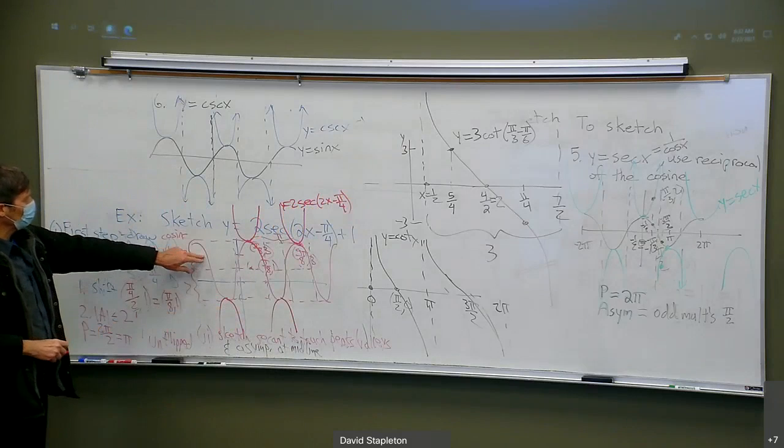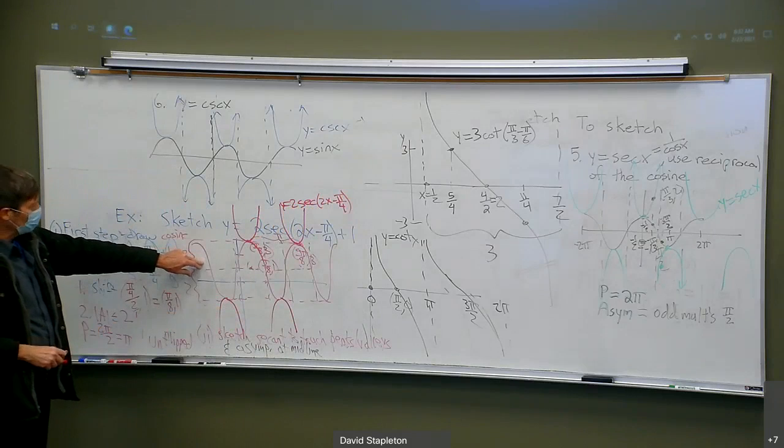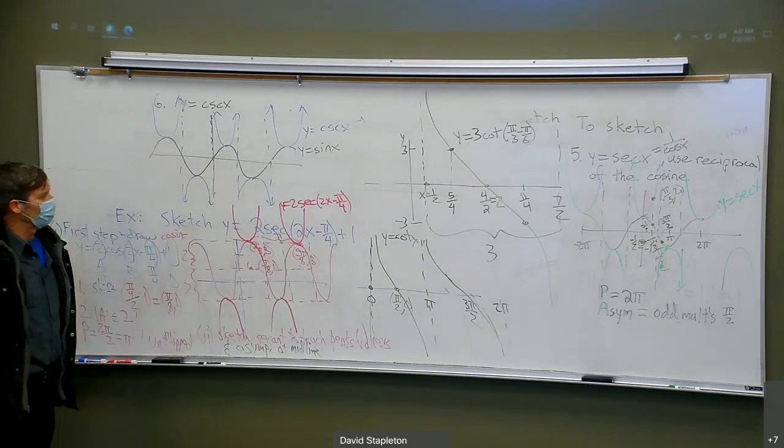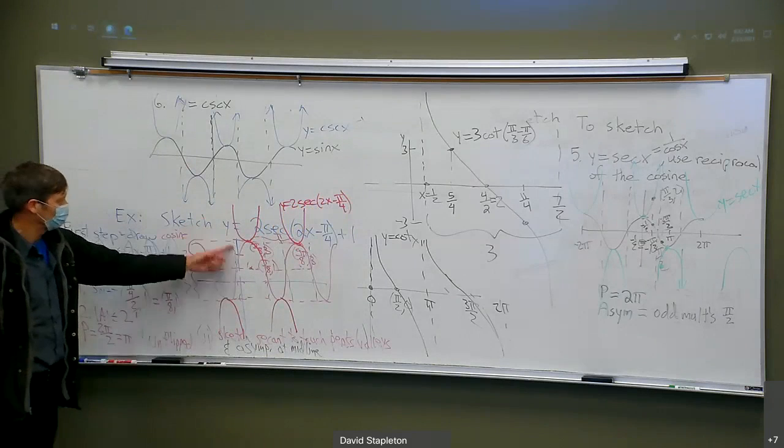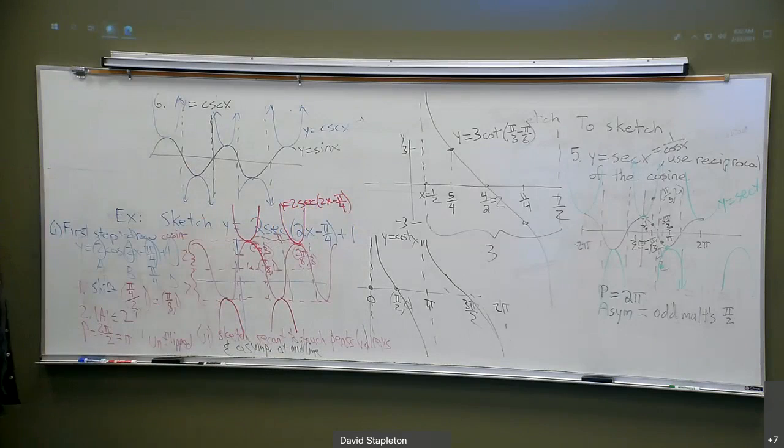You just sketch the corresponding cosine or sine and touch the peaks and valleys. Make sure the asymptotes are where it crosses the midline. But even though they seem hard, once you realize that, it's pretty easy.